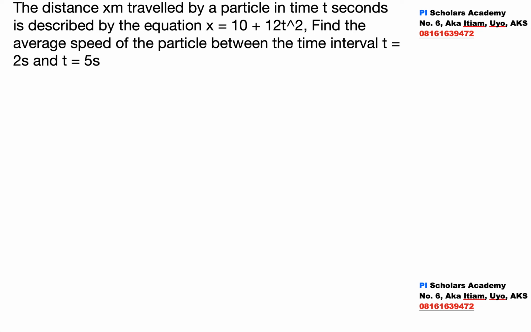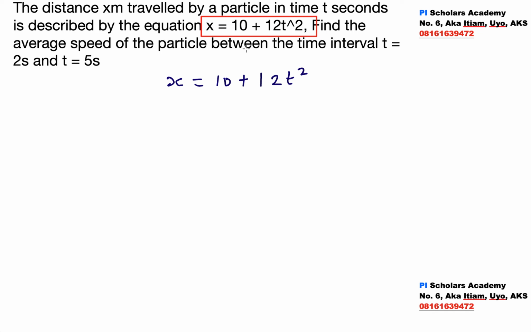This is a UTME physics problem, and the question we're given is that the distance of a particle was modeled using a particular equation. As we can see, this is in the equation right here. So let me just write that out. The equation is x equals 10 plus 12t squared. The question is to find the average speed of the particle between the time interval t equals 2 seconds and t equals 5 seconds.